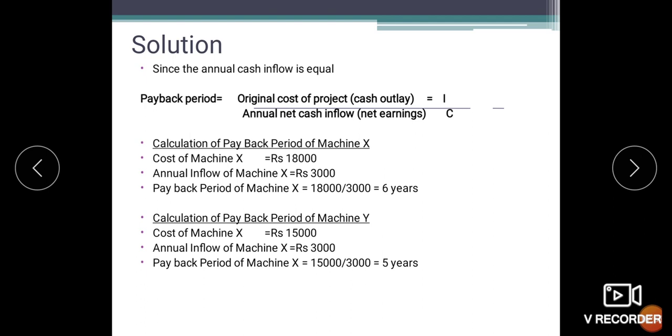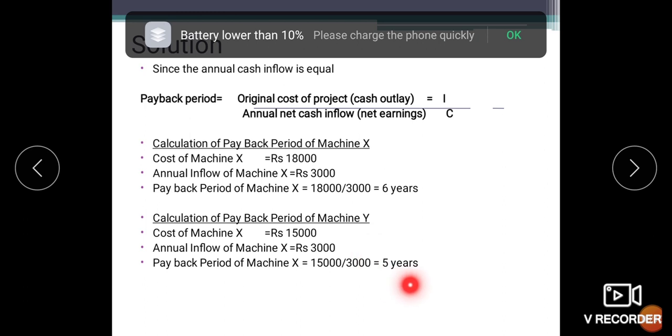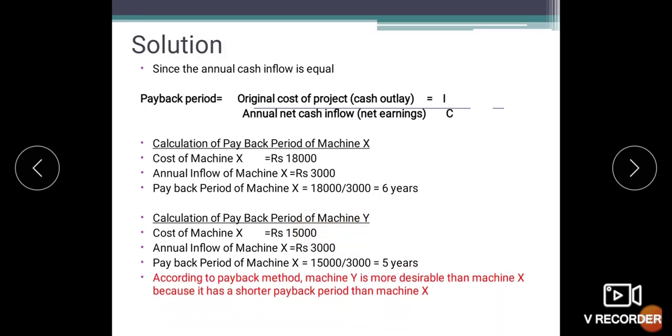So from this information it is clear that the payback period of machine Y is 5 years and the payback period of machine X is 6 years. So the shorter the payback period, the better the project. That means the machine with the shorter payback period is machine Y, so this will be the better one. So we can give a suggestion that according to the payback period, machine Y is more desirable than machine X because it has a shorter payback period.